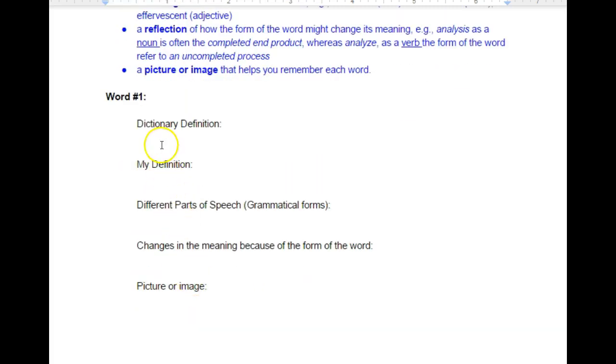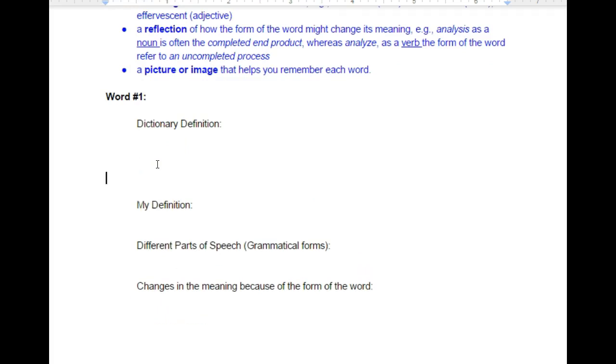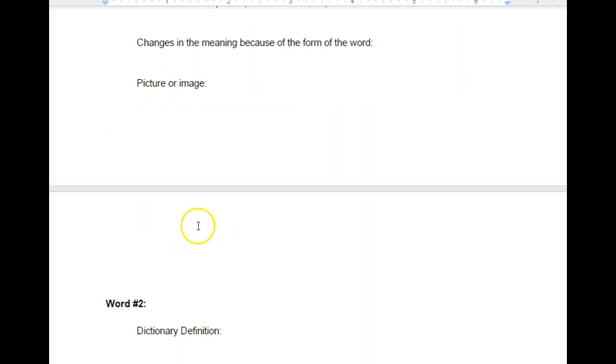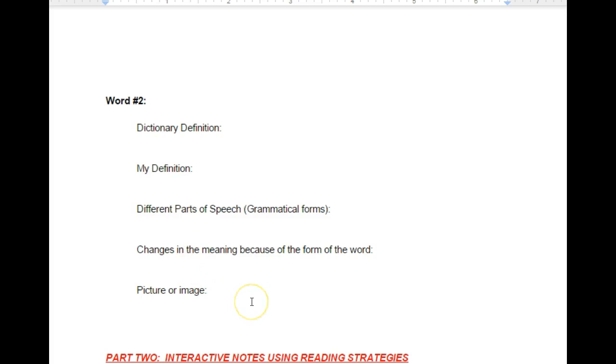So space here you can definitely add in from this template. Just scroll to add some lines here as needed. But those are the 6 components for the 2 words, 12 points total.